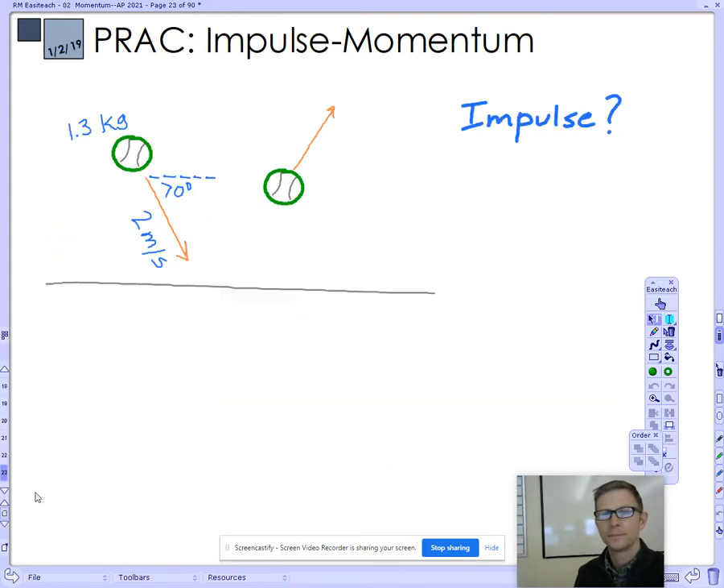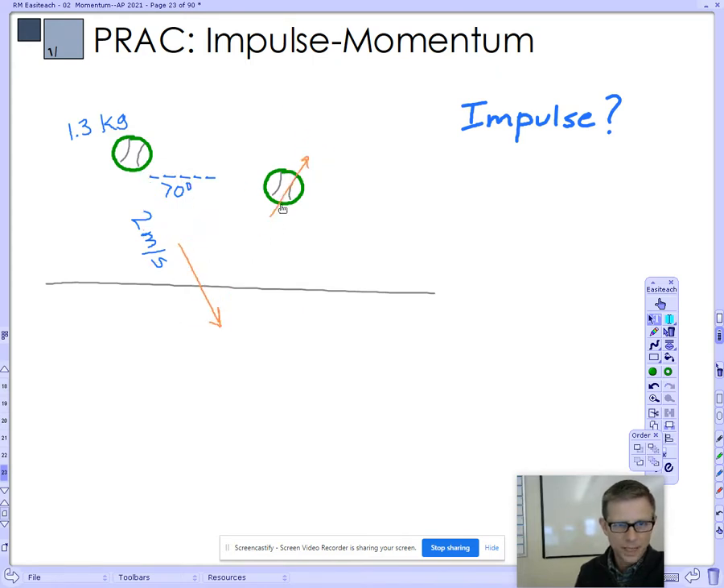Let me show you another problem. This one's really tricky. What if we had a 1.3 kilogram tennis ball that's coming toward the ground. It's going to bounce off at the same angle, and it's making an angle of 70 degrees with respect to the horizontal. We want to know the impulse on this thing. Okay, again, here comes a tennis ball. Now, more realistically, we're talking about this moment followed by this moment, right before and after. But I'm just showing this to give you more of a sense of the incoming and outgoing velocities.